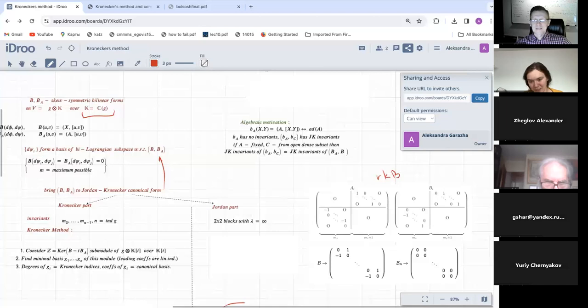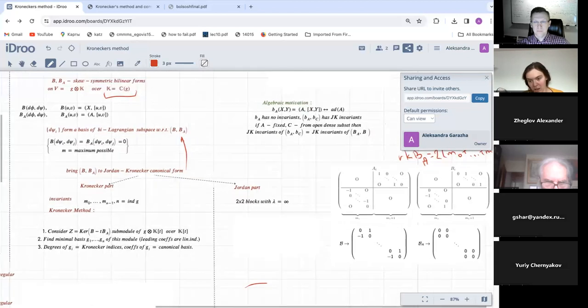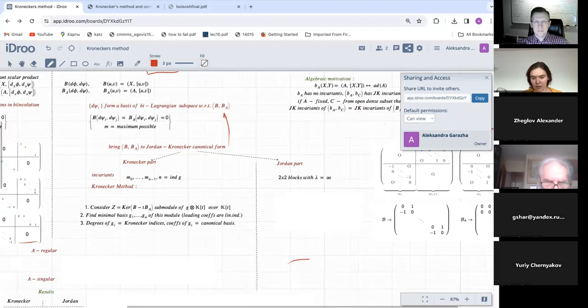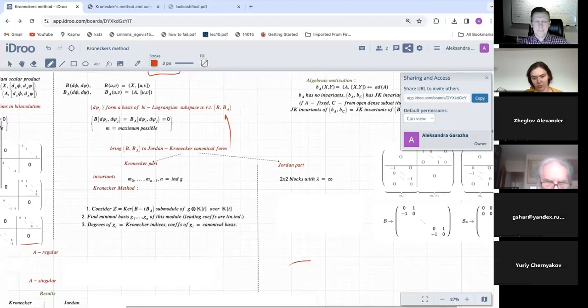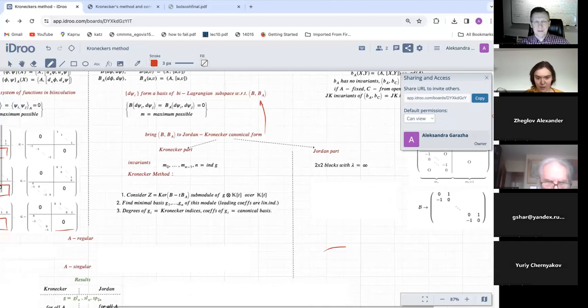If we look at the rank of the matrix BA, the Jordan part doesn't contribute anything to the rank, and here we will obtain just the doubled sum of Kronecker indices. In the regular case, this doubled sum will already be the number of elements in this incomplete system of functions in bi-involution. So already this part will be big enough.